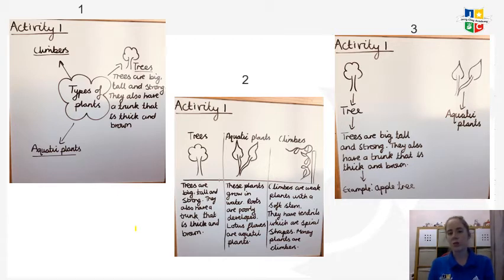Then in example number three, I've done like a flow diagram. Again, I've got the picture at the top with an arrow to show the direction in which the information needs to be read. I have the label of the type of plant, the information, and at the bottom, an example of that type of plant. If you want to pause the video now to go and complete that activity, you can, and I'll see you when you've finished.